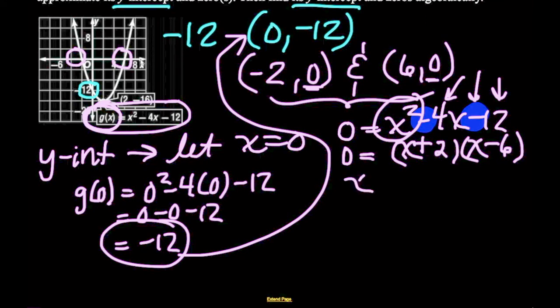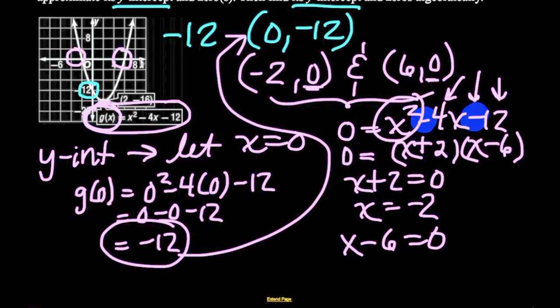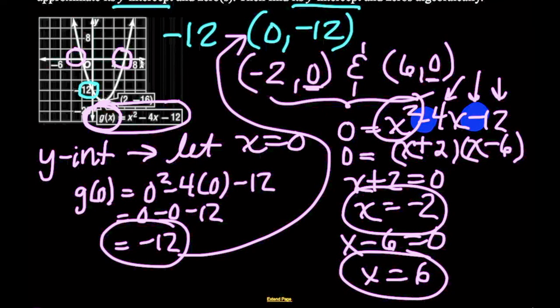And now remember, we set each factor equal to 0 and solve. So we get x equals negative 2, and then x minus 6 is 0 gives us x equals 6. So our x-intercepts are negative 2 and positive 6. And that is what we had graphically as well.